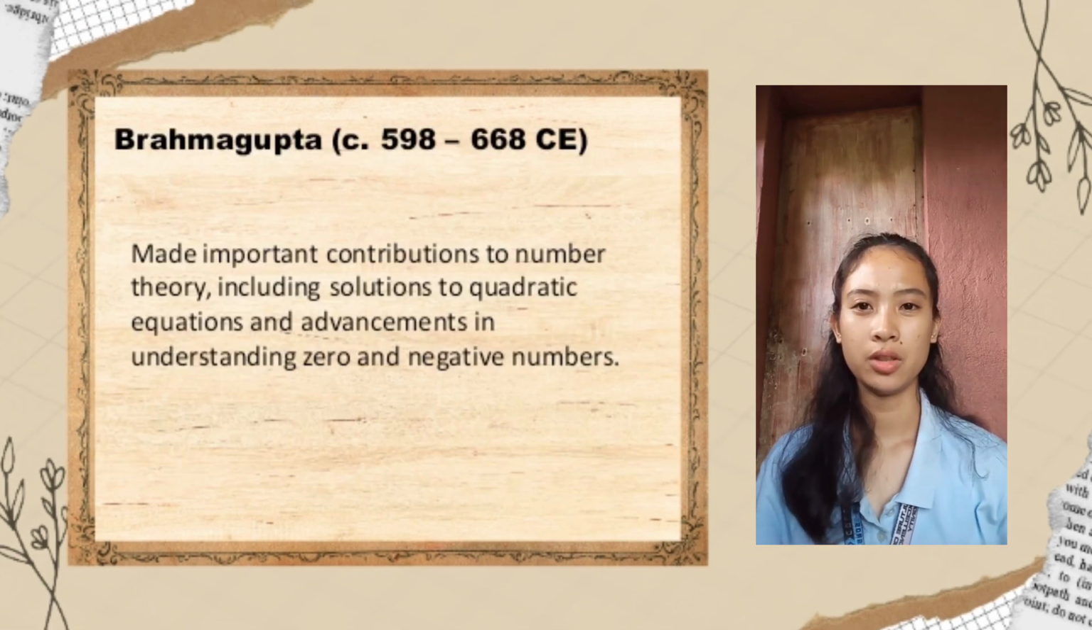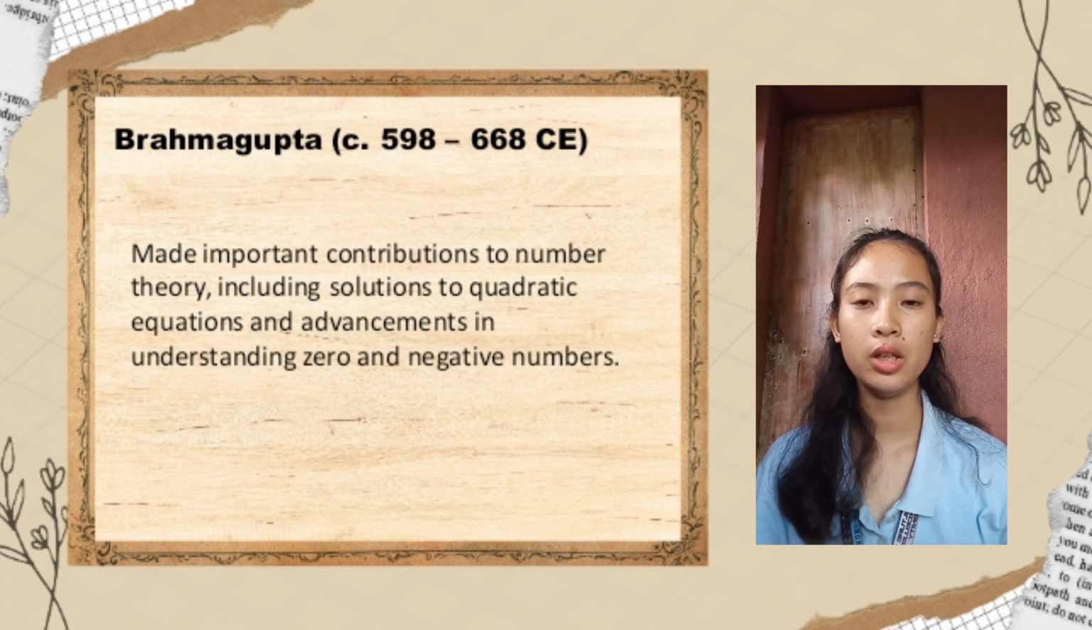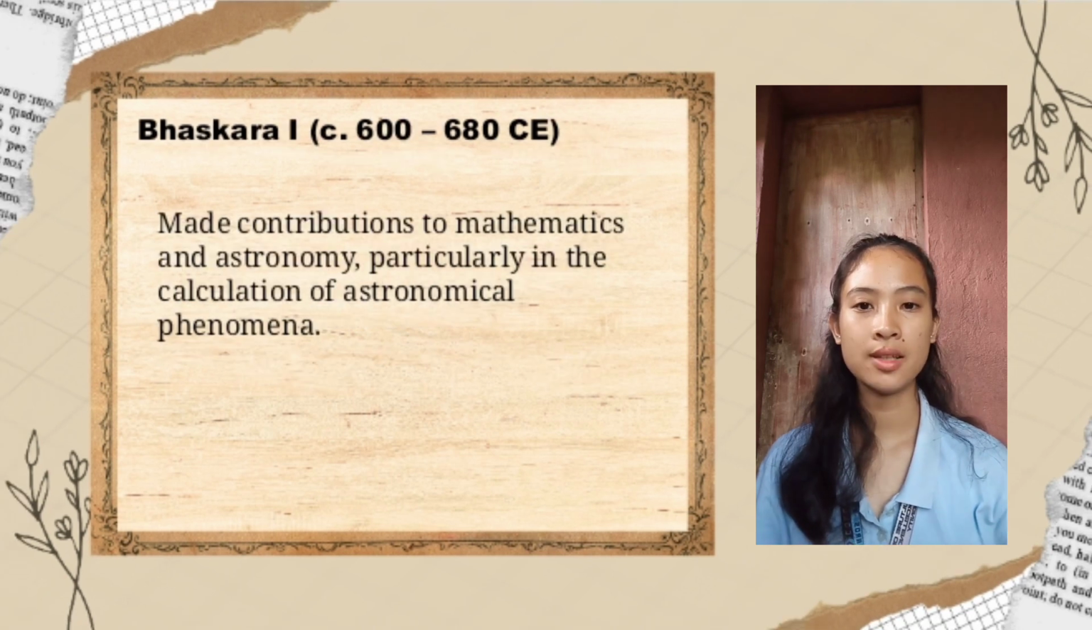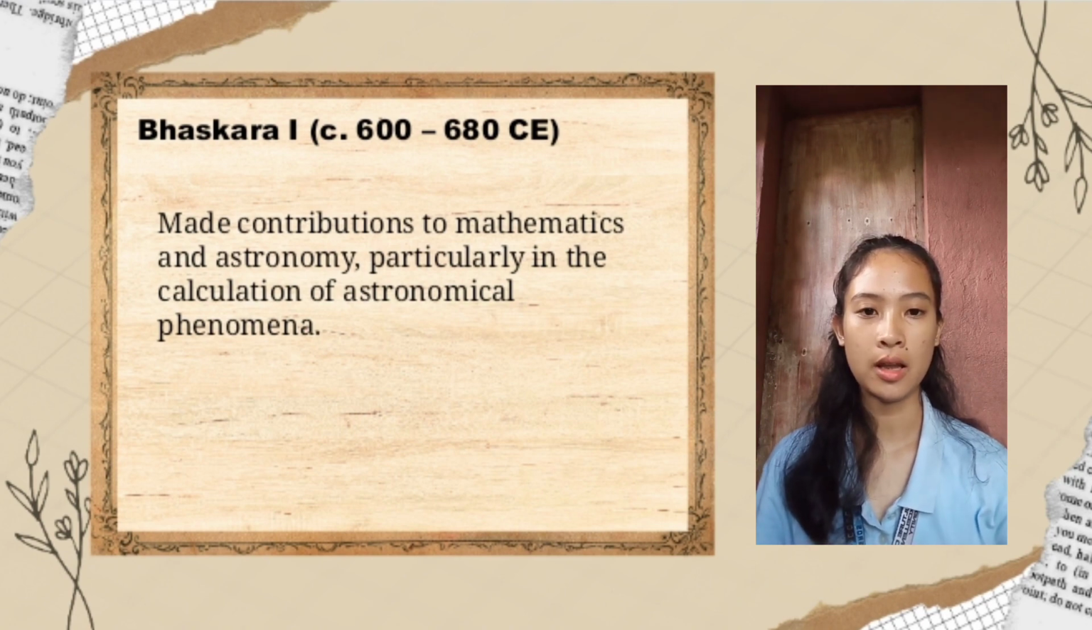Brahmagupta made important contributions to number theory, including the solutions to quadratic equations and advancement in understanding zero and negative numbers in 598 Common Era. Karawan in 600 Common Era made contributions to mathematics and astronomy, particularly in calculation of astronomical phenomena.